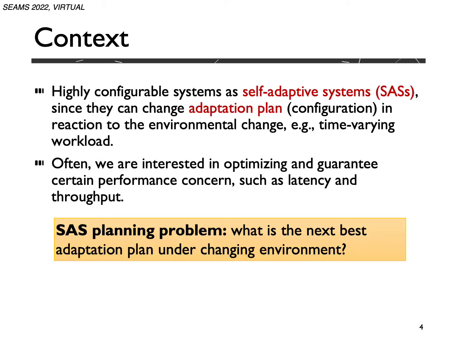Therefore, the above scenarios motivate us to think of highly configurable systems as self-adaptive systems, because they can change their adaptation plan. In this context, the plans are the configurations, changed in reaction to various environmental changes, such as the time-varying workload. Often we are interested in optimizing and guaranteeing certain performance concerns, such as latency and throughput. That brings us to the SAS planning problem: what is the next best adaptation plan under changing environments?